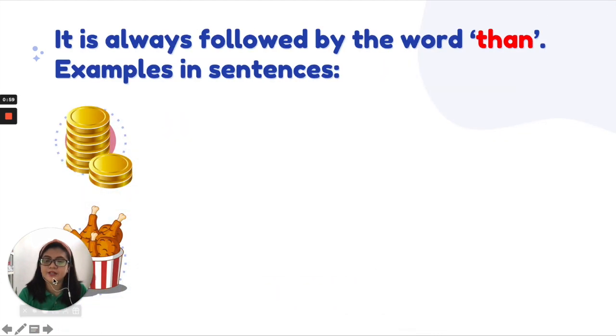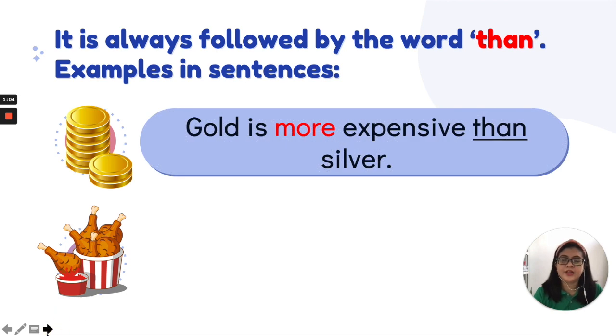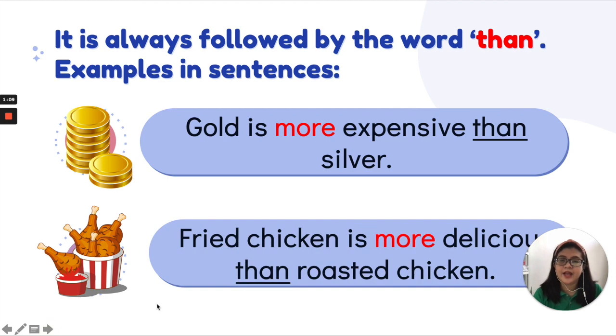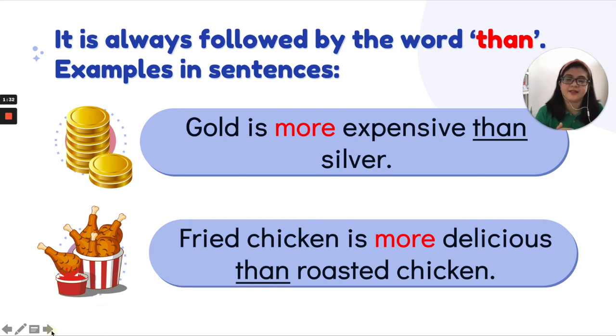Now let's use these in sentences. We can say gold is more expensive than silver. Please also remember that after you use the word more and then the adjective, you have to add the word than. So gold is more expensive than silver. Then we have fried chicken is more delicious than roasted chicken. So when you're comparing two nouns or pronouns, you can use the word more plus the adjective and then the word than.